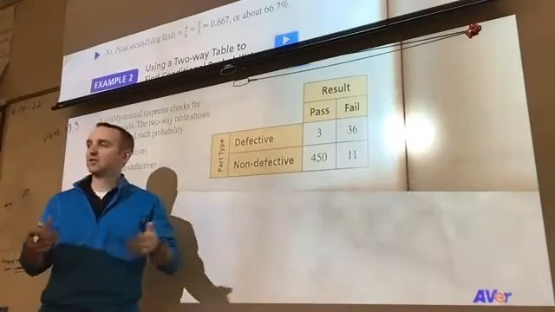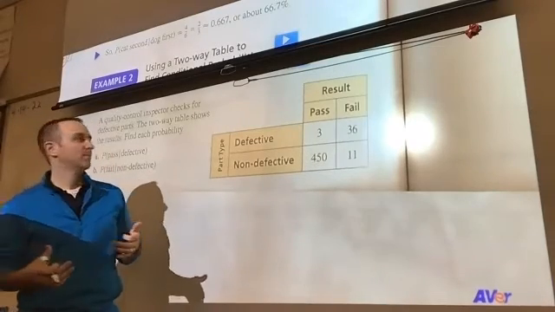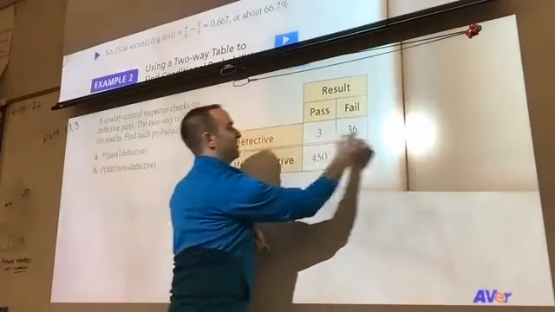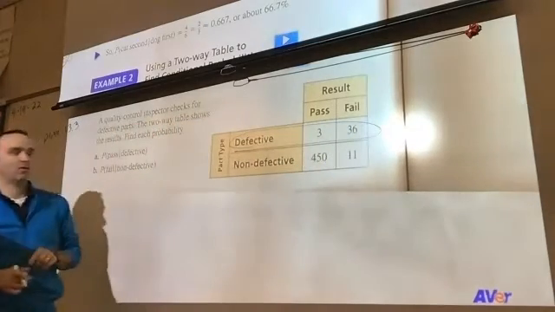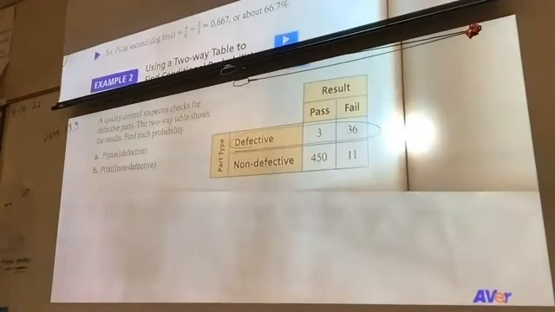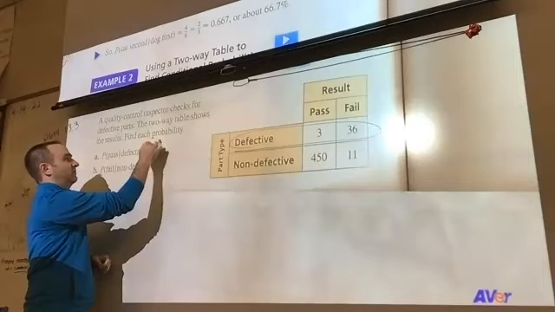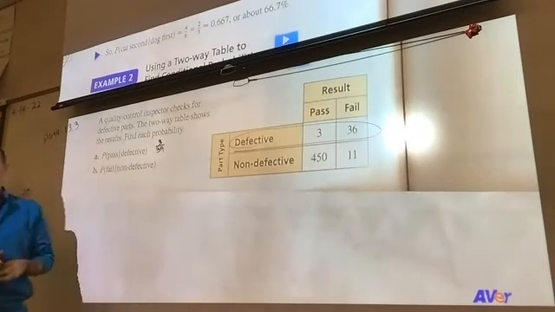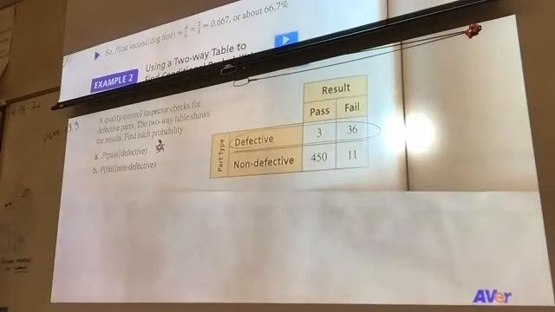So this is that conditional relative frequency. Because now, given that it's defective, we are only looking at that row. So the probability that it's going to pass, given that it's defective, what would that fraction be? 3 out of 39. We're looking at the total. There were 39 total that were defective. 3 of them passed. 3 out of 39 or 1 out of 13 would be our probability.